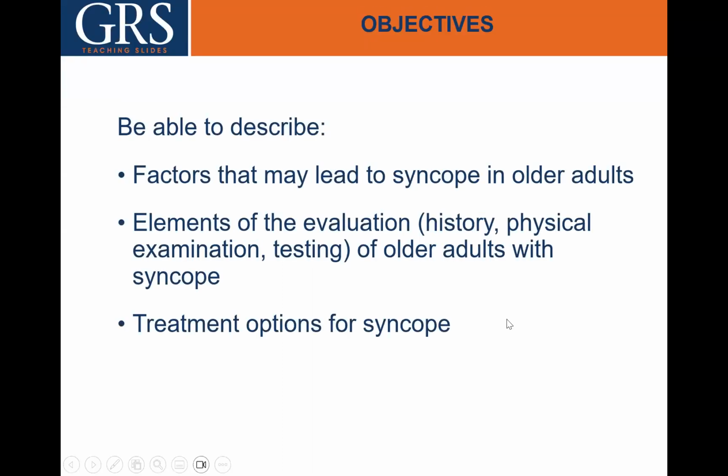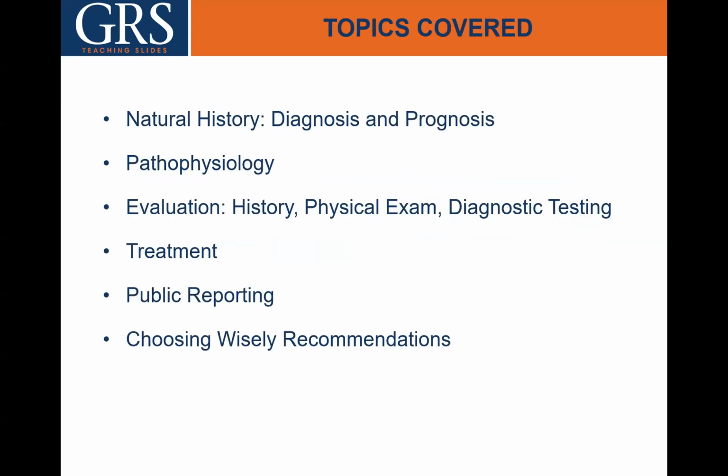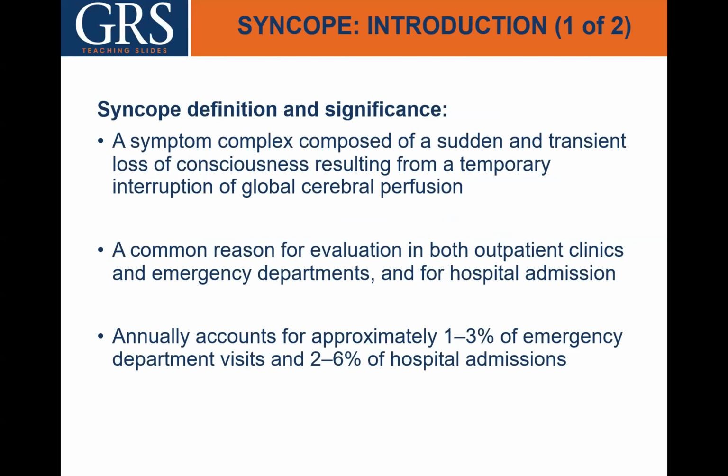The objectives for this lecture include the factors that may lead to syncope in older adults, elements of the evaluation, including history, physical examination, and testing of older adults with syncope, and treatment options for syncope. And here are all the topics we are going to cover in this lecture.